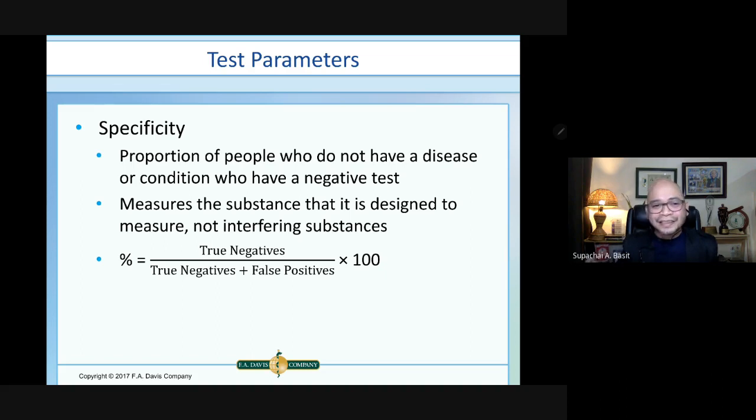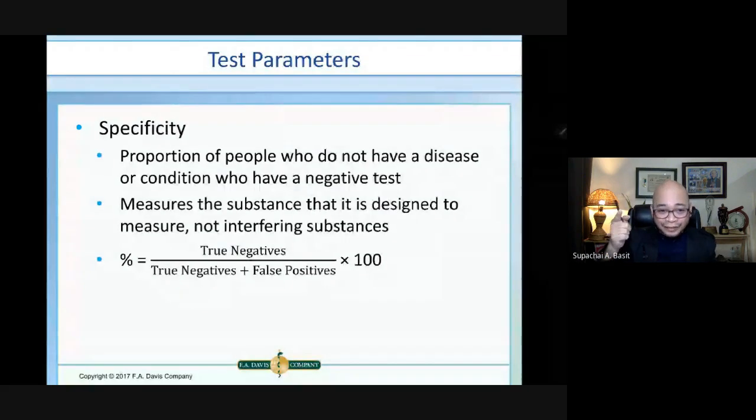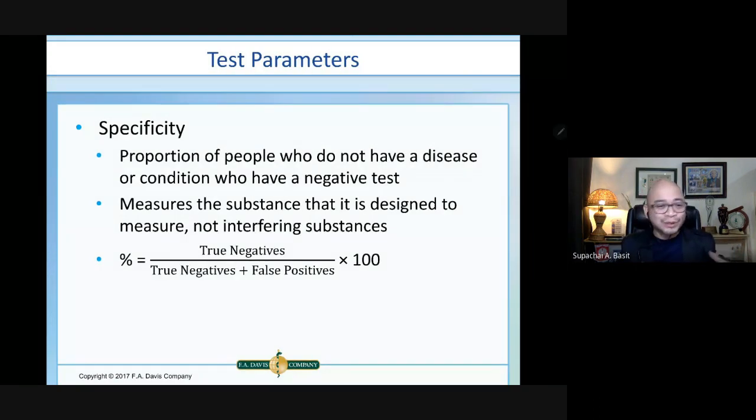What if there is this test kit? I do not have COVID-19, but when I allow myself to be tested with that particular test kit and it gives a positive result, and yet I do not have COVID-19, then that kind of result is called false positive. So both false negative and false positive are inaccurate results. We do not want false negative. We do not want false positive.